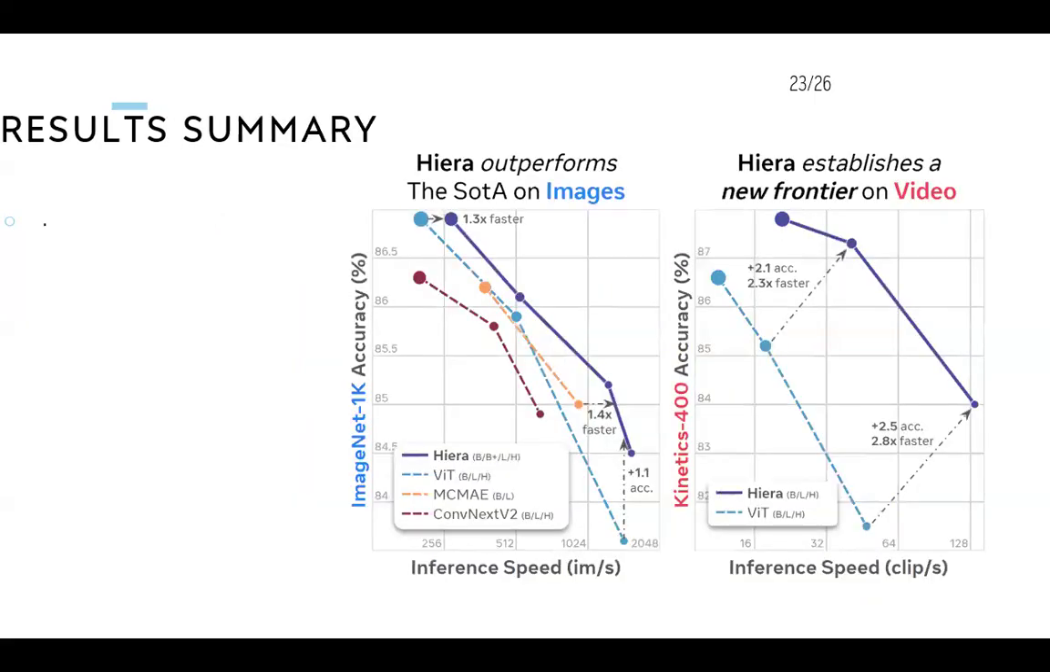Yeah, so here's a summary of the results. As you can see over here, it outperforms the state of the art on images. And as the Hiera authors like to flex, it establishes a new frontier on video. So it's much, much more accurate and much faster in both of these situations.